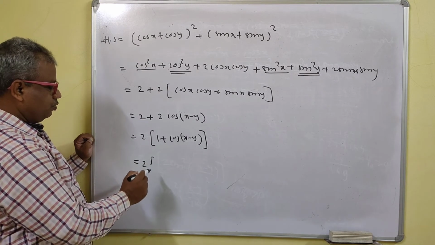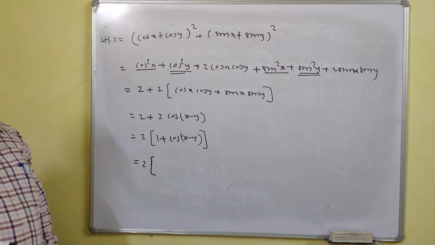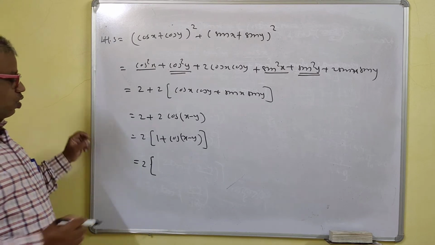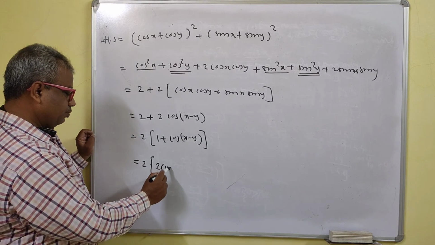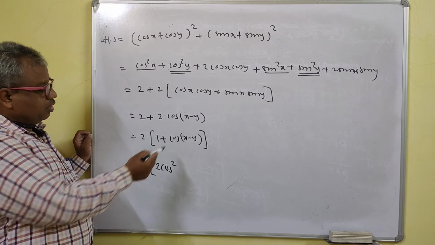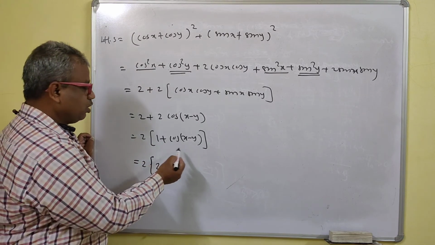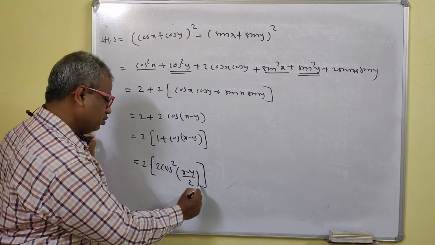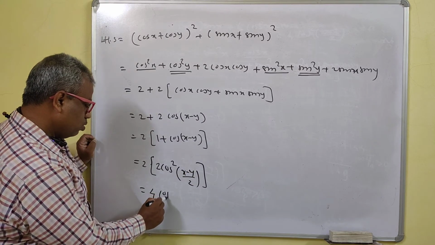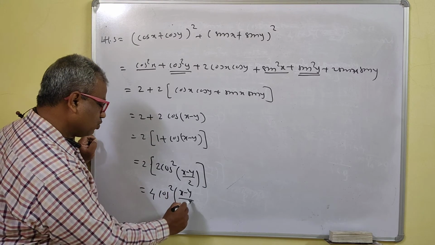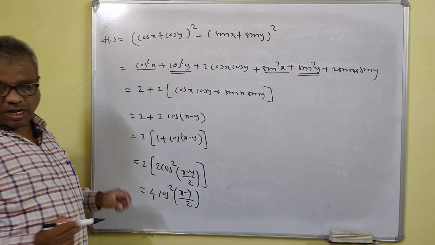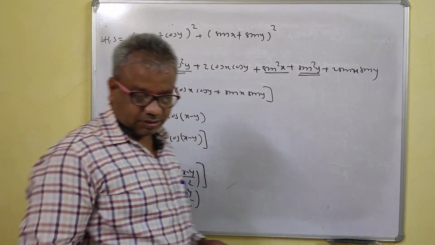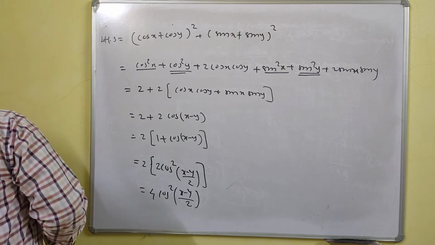So 2 times 1 plus cos. If 1 plus cos is there, just write 2 cos square, and divide the angle by 2. This is then x minus y upon 2 in brackets. So it will be 4 cos square x minus y upon 2, right? So this is your RHS now. So we are through.